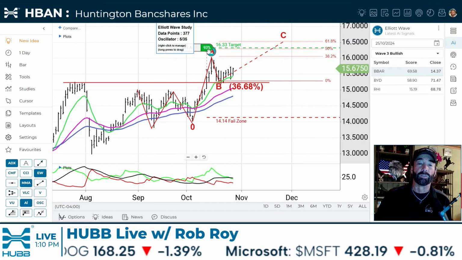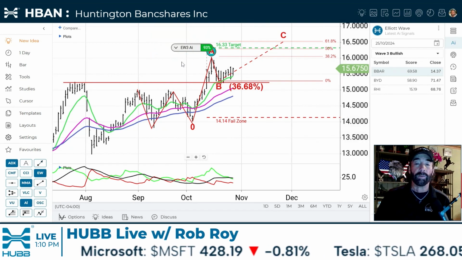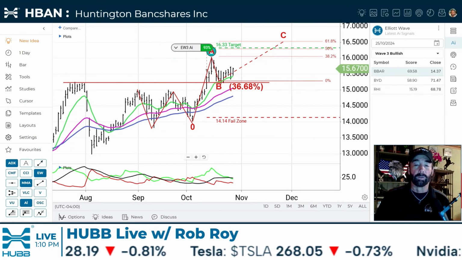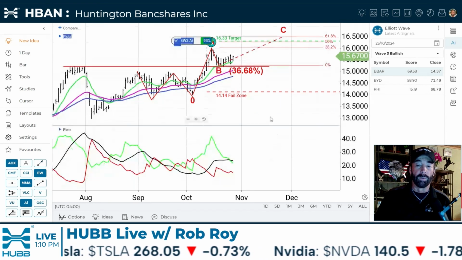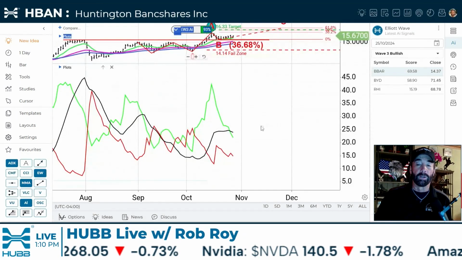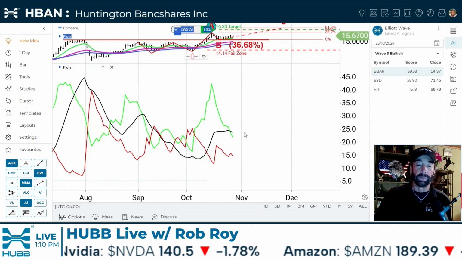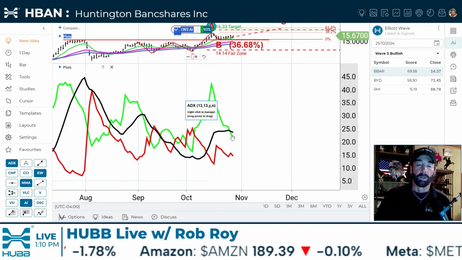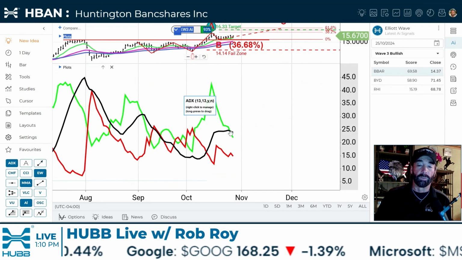You can see what a high score this HBAN has, the highest score that I can remember, 93%. That's pretty darn high. We don't see them that high very often. So we're going to hang in there with this. And the only difference between the DMI on this and on BANC is that the positive directional indicator is lower than the ADX. The ADX is still kind of going sideways.